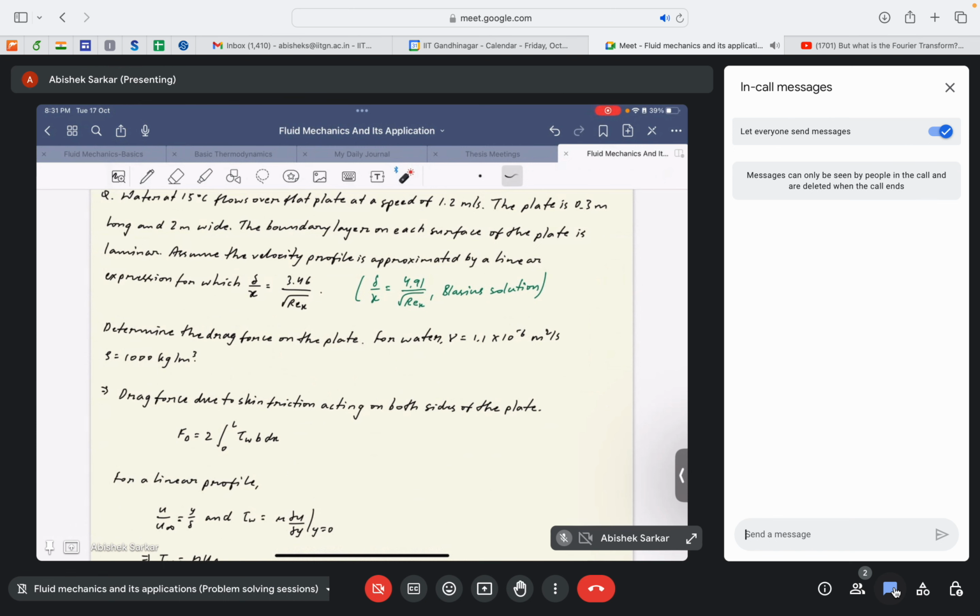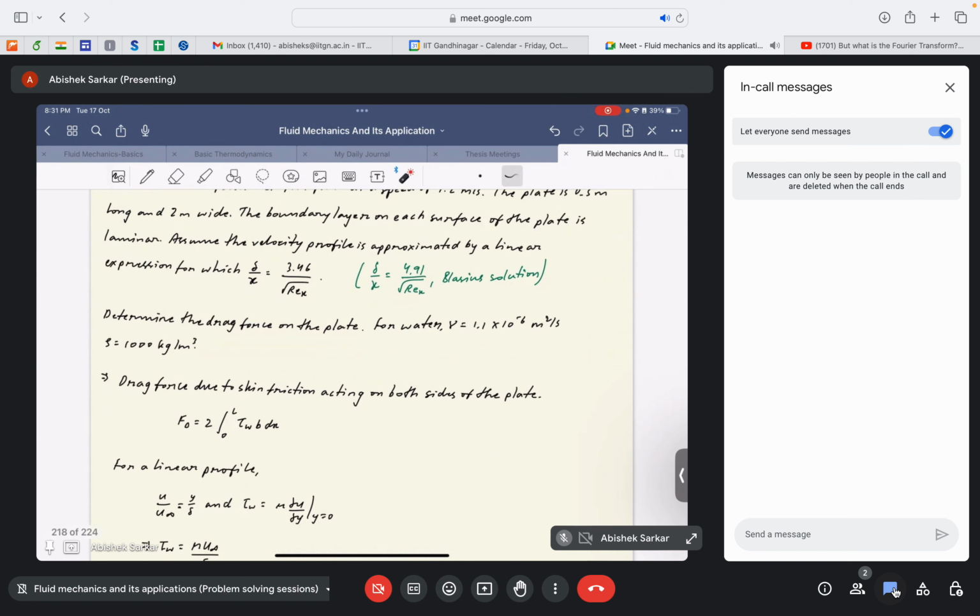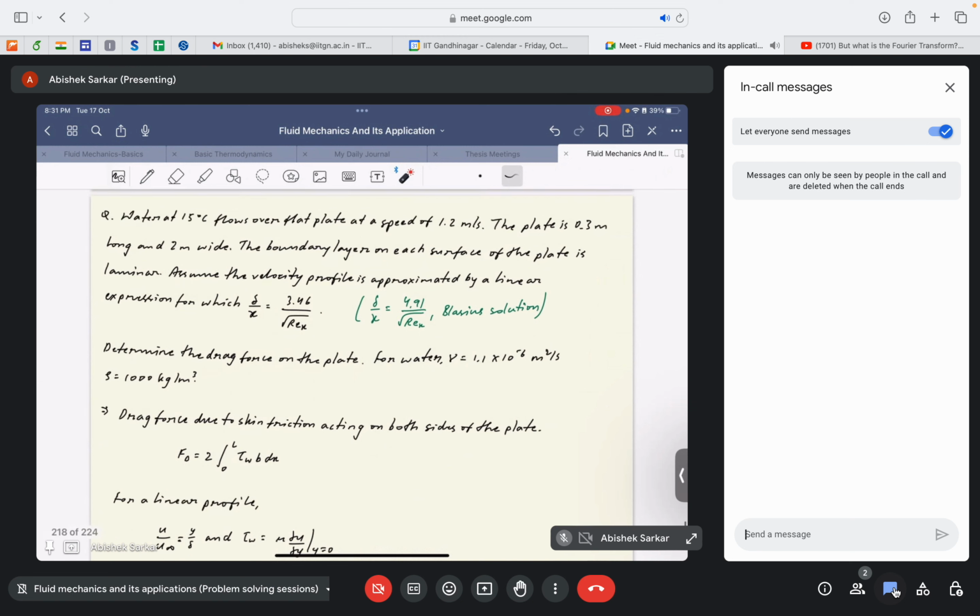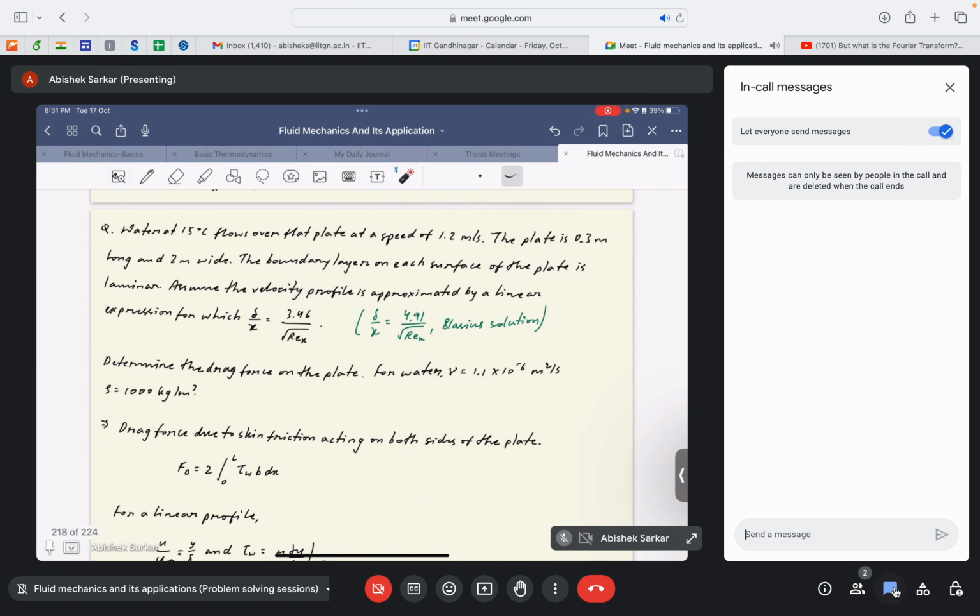Determine the drag force on the flat plate, given these fluid properties: mu is equal to 1.1 into 10 to the minus 6 meter square per second, and density is 1000 kg per meter cube. The drag force due to skin friction acting on both sides of the plate is given by Fd is equal to 2 times the integral from 0 to L of tau wall b dx, since it is told that the boundary layer exists on each side of the plate, and it is laminar.